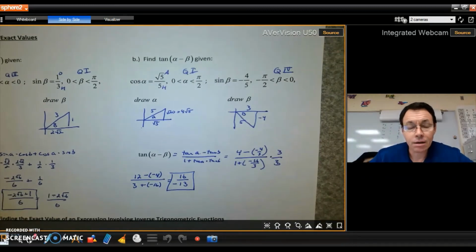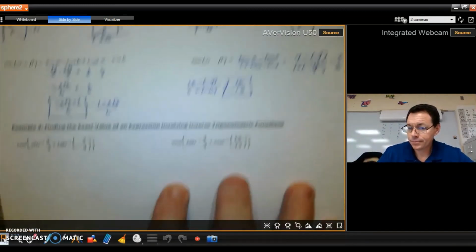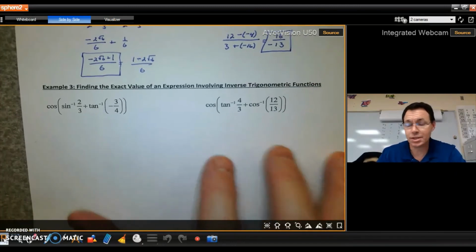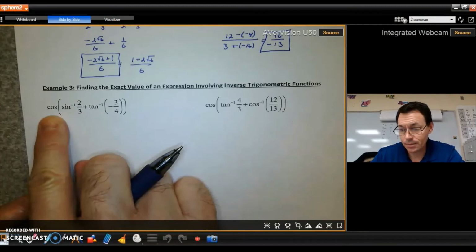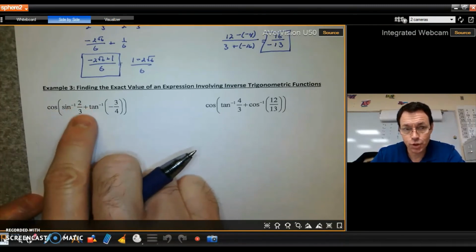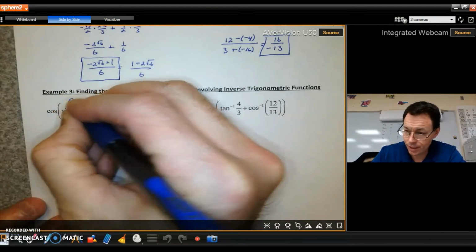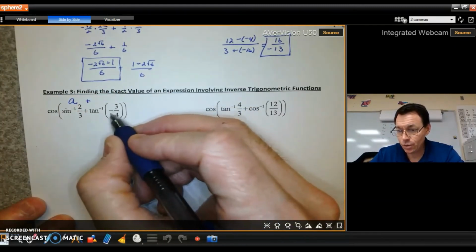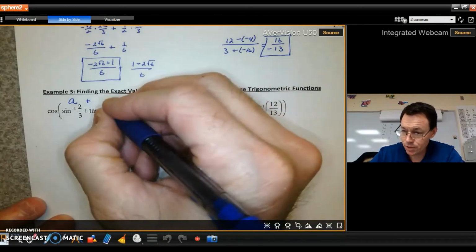Okay? Now, the bottom's going to look different. It's not. It's the exact same as what we just did. What is the cosine of some angle that has a sine value of 2/3, so we're going to call this angle A, plus some angle that has a tangent value of -3/4. That's what the inverse notations mean.